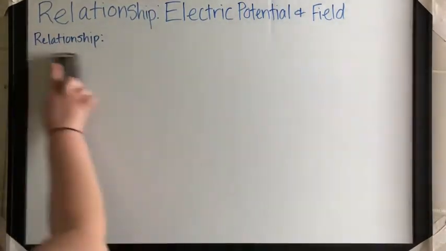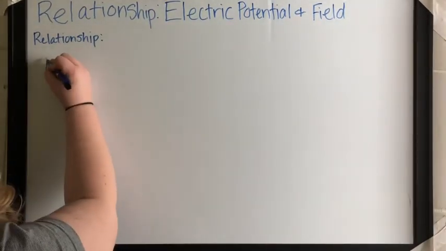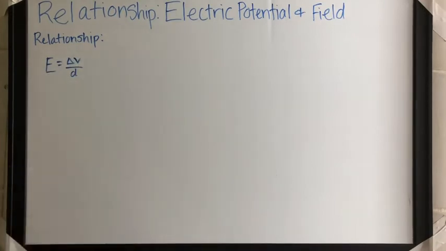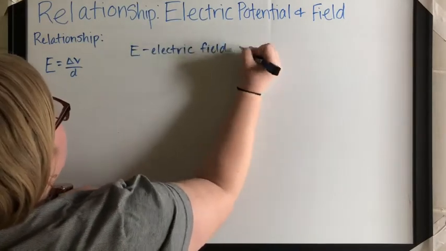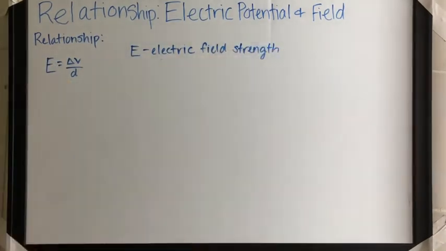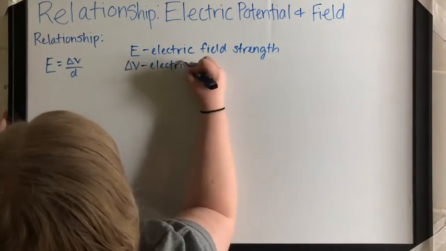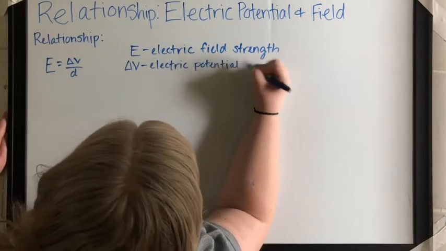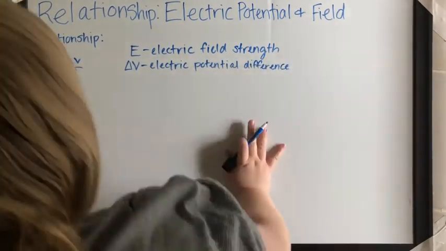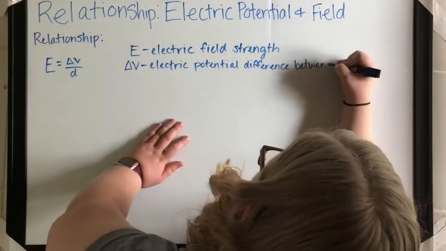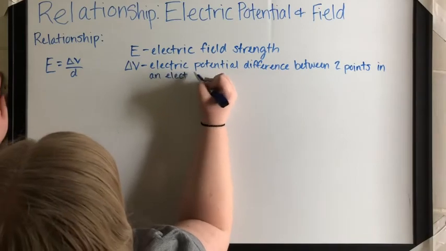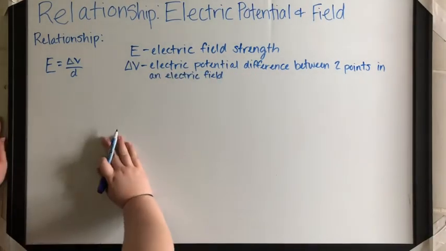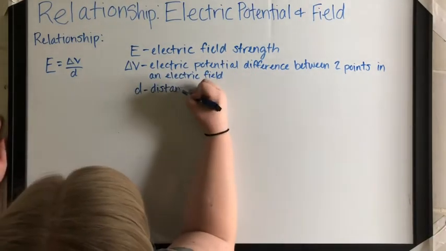An equation that we can use to adequately describe the relationship between electric potential and electric field is E equals delta V over D. In this equation, E is the electric field strength. Delta V is the electric potential difference between 2 points in an electric field. And D is the distance between these 2 points.